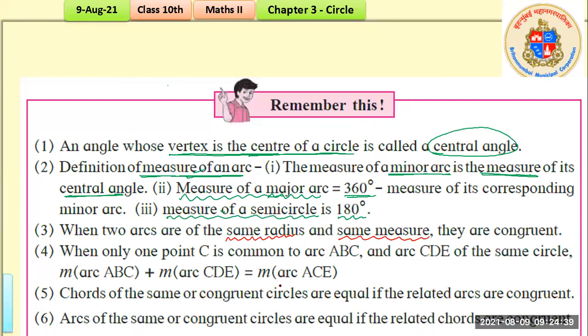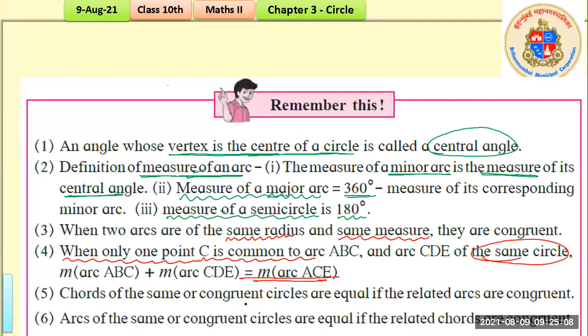Next we saw the property of adding the measure of arcs. When can we add two arcs? Any one endpoint should be common in both the arcs, then we can add both the arcs. And of course, they need to be arcs of the same circle. Then we can simply add them to find the measure of the total arc.